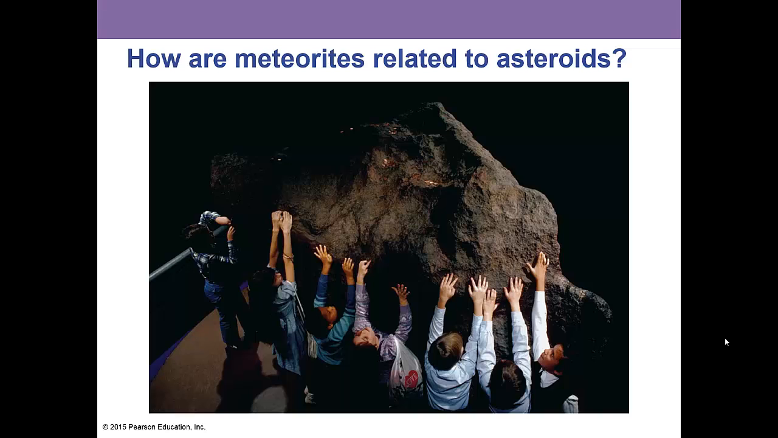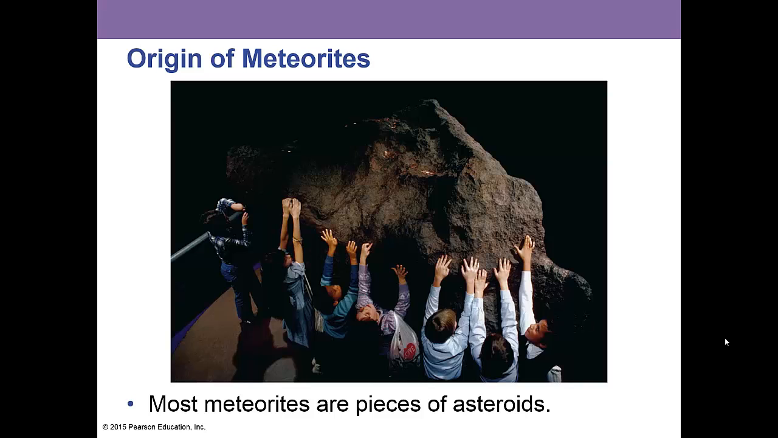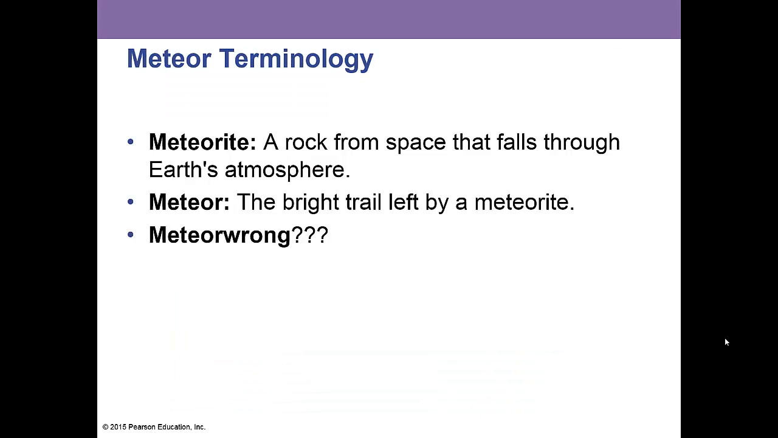So how are meteorites related to asteroids? Most meteorites are pieces of asteroids. A meteorite is a rock from space that falls through Earth's atmosphere. A meteor is the bright trail left by a meteorite. What is a meteor-wrong, you say? Well, that's just a rock on the ground.